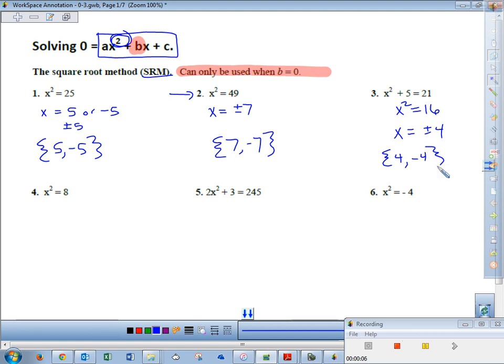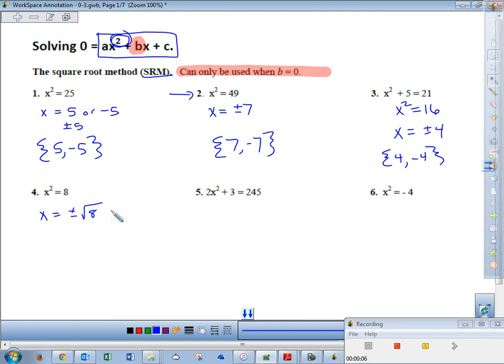Number 4, square root method because there are no x to the firsts, correct? Is x squared all by himself on one side of the equal sign? Yes. So let's square root both sides. Problem. Is 8 a perfect square? Nope. So what we have is x equals plus or minus, there will always be 2 answers, correct? The square root of 8. So far so good. Does that make sense to you?